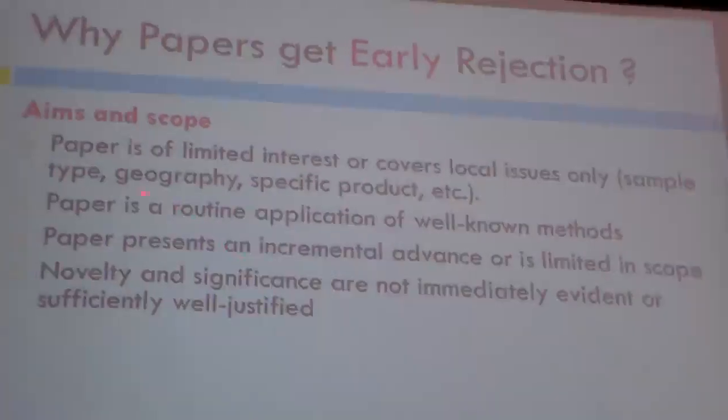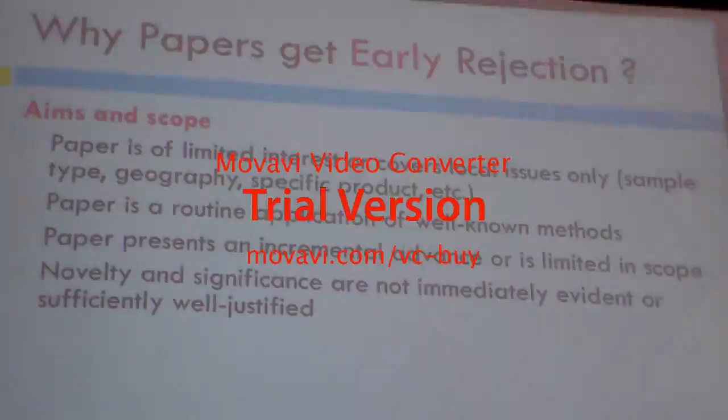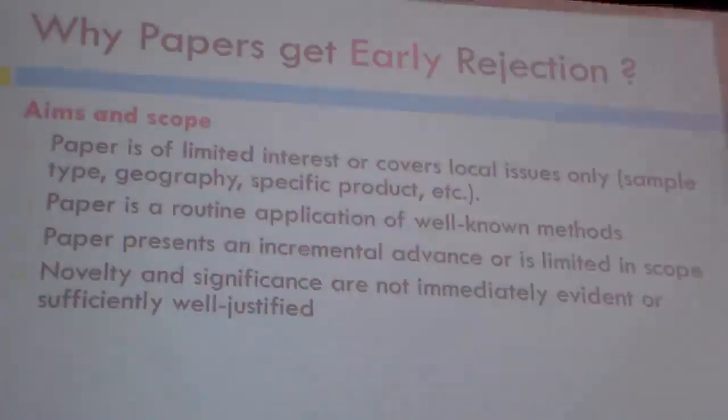Sample type, geography, maybe it's not okay. If you do your work on a specific product, your chance is less. The paper is a routine application of well-known methods. You have well-known methods, you just take a method and apply it. There is nothing new.